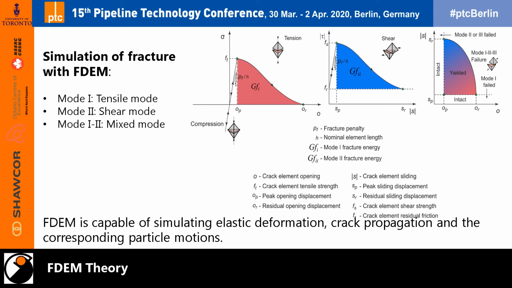The crack propagates under mode 1, which is tensional, mode 2, which is shear, and mode 3, which is a combination between mode 1 and mode 2. Yielding and separation in the elements control the nonlinear reaction.